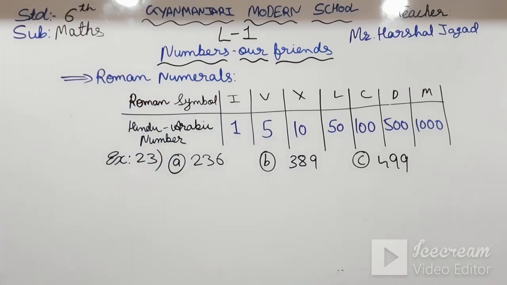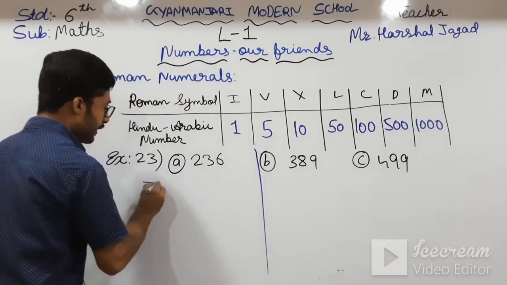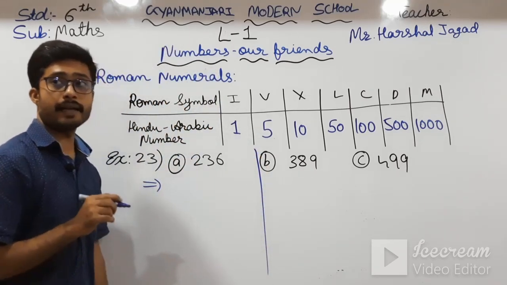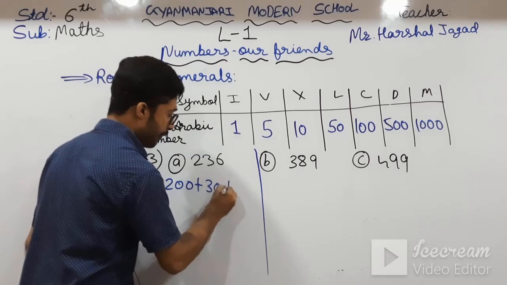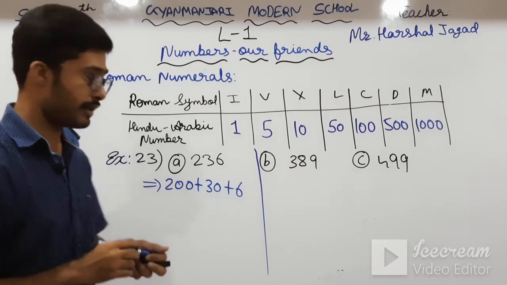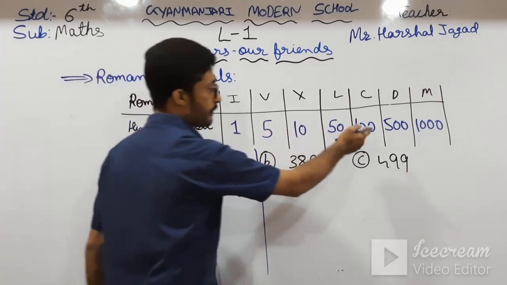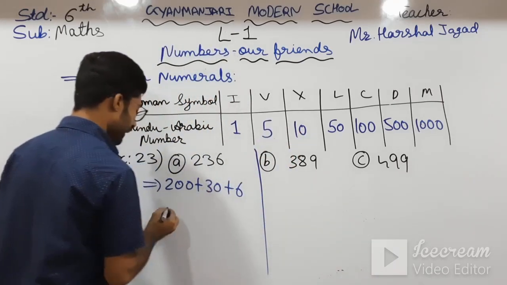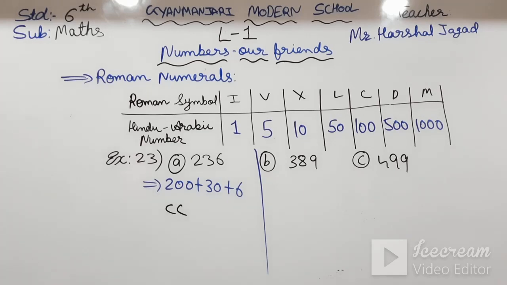Okay students, first we just have to do the partition of it. So 236, how can we write this? 200 plus 30 plus 6. So how is 200 written? Can anybody tell me students, how is 200 written? 200 can be written as 2C, means 100 plus 100, that is 200. And how can we write 30?